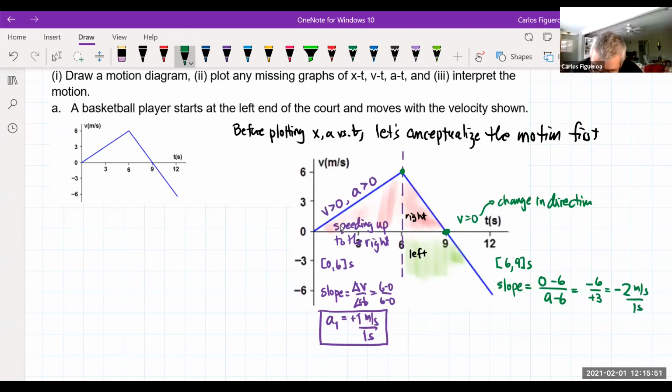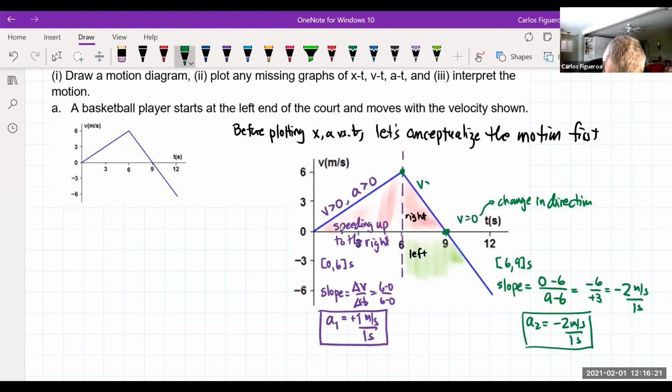So the acceleration for this second interval is a higher deceleration than the acceleration before. If I look at the magnitude, I'm really slowing down much faster. That makes sense because when you look at the slope, you can see that it is slowing down. Now let's look at this thing here.